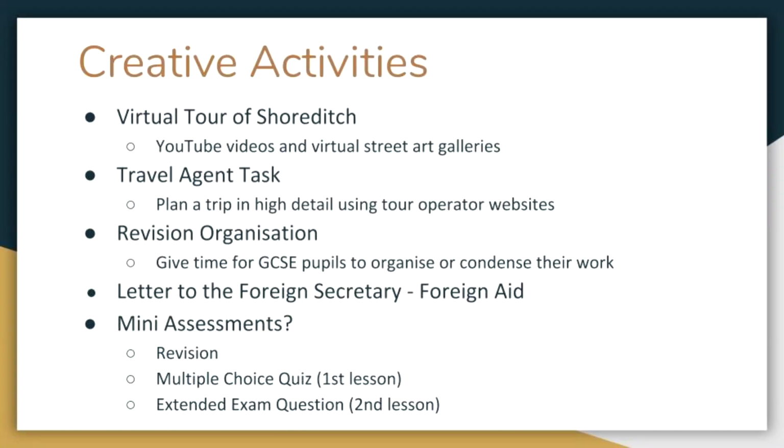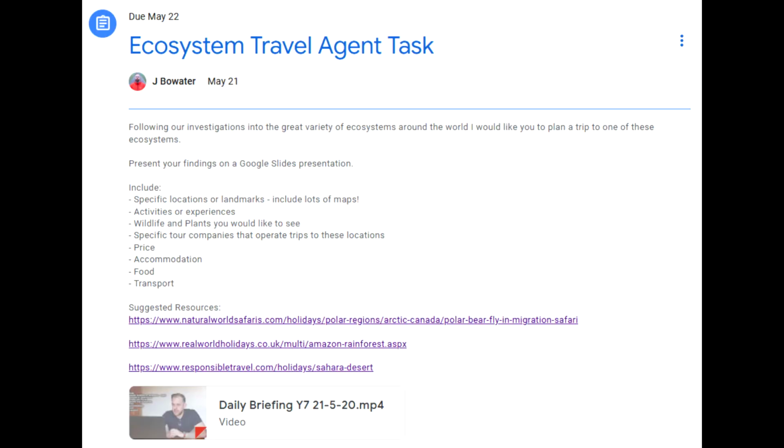Another really creative task that I set my year 7s was to act as a travel agent. So this was again year 7 geography, but this could apply to loads of different types of subjects. So we were looking at ecosystems. I wanted them to think about planning a trip to either an Arctic tundra, a tropical rainforest or a hot desert. And I wanted them to fully research this.